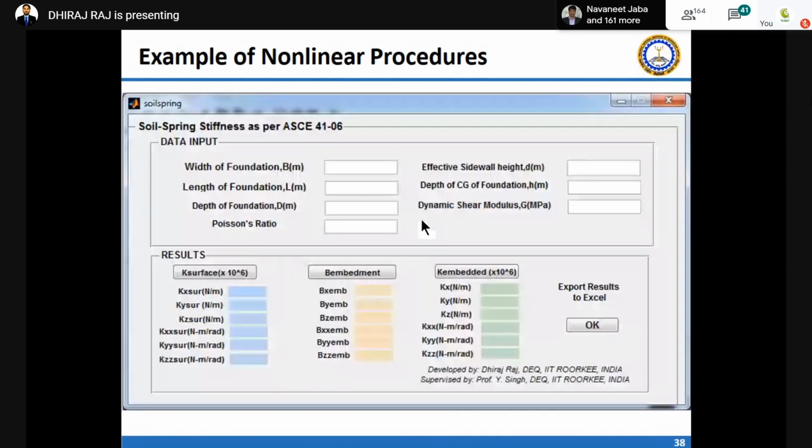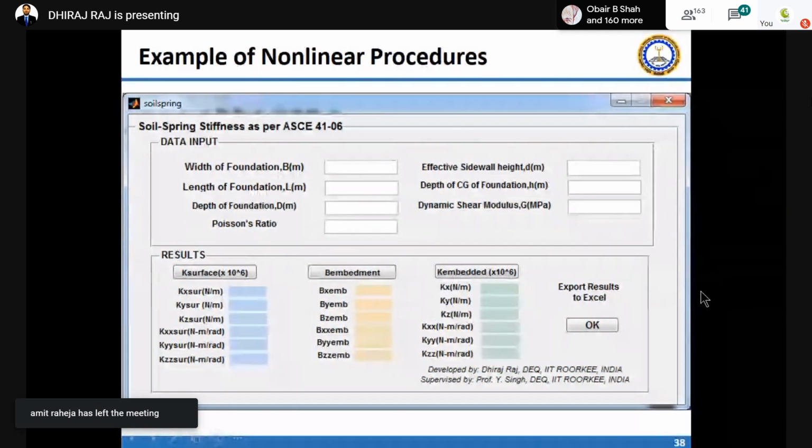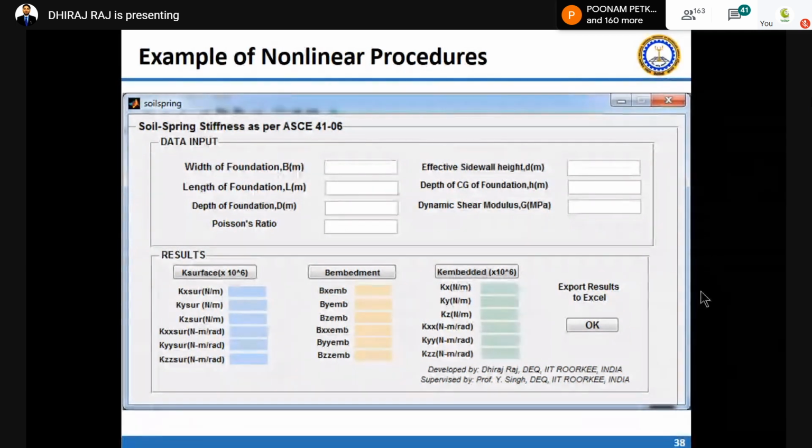So here you can see, to calculate these spring forces, I have developed one software also. You can use this software to directly get those spring constants. And if you click on OK, you will directly get the results in Excel. And directly you can apply this at the base of the building in SAP software, ETABS software, STAAD.Pro, whatever you are using. These springs are directly applicable there.